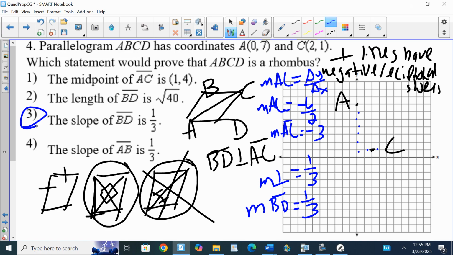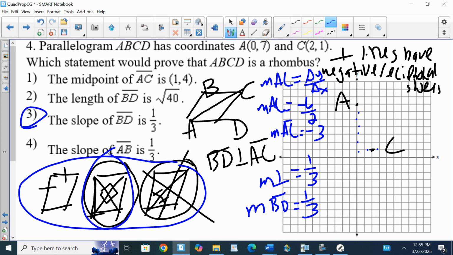This is not an easy question conceptually. You have to know the 3 rhombus proofs first of all. Based on the fact that it's giving us points A and C, that's the diagonal. So the only property that would apply would be the diagonals are perpendicular to each other. Then you need to know that perpendicular lines have negative reciprocal slopes. Find the slope of AC. The negative reciprocal of that must be perpendicular to it.